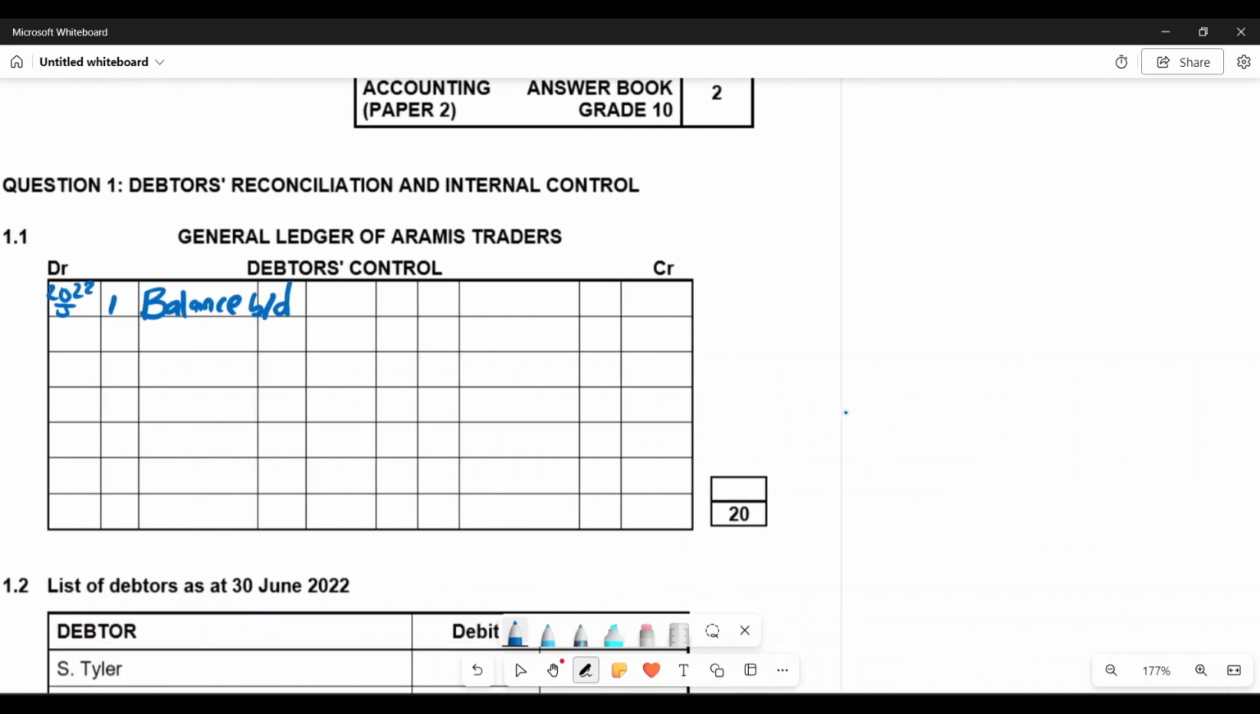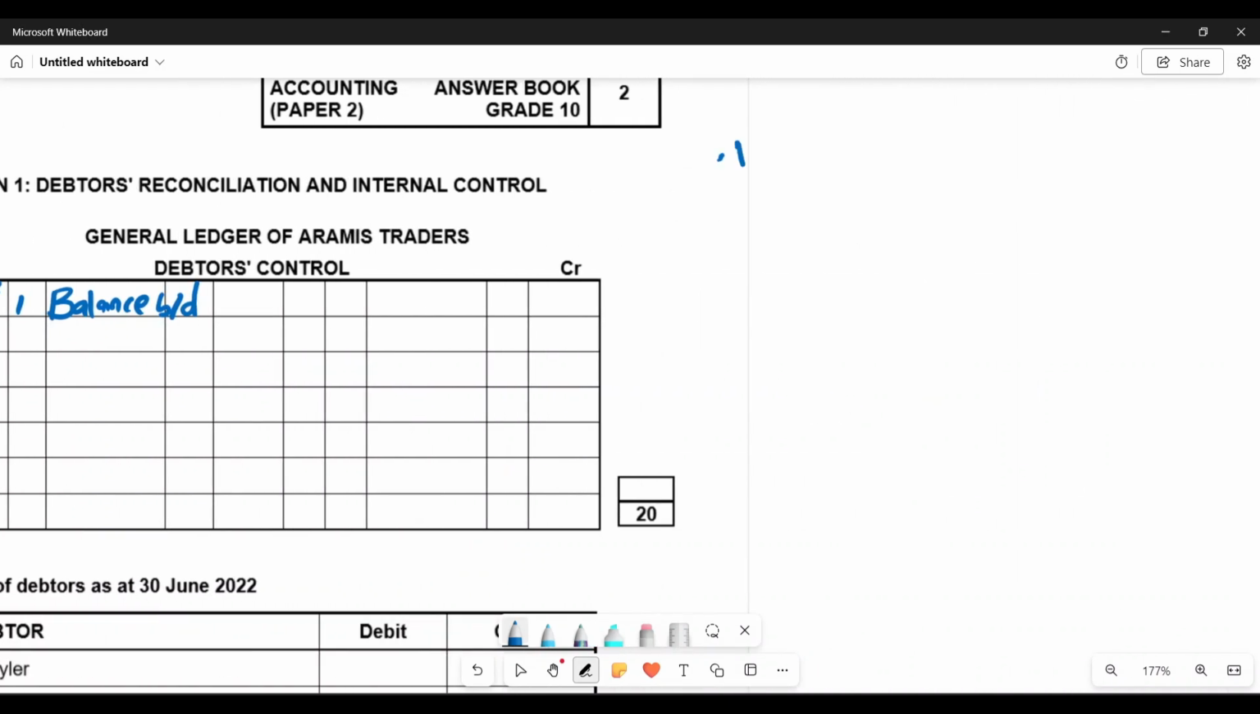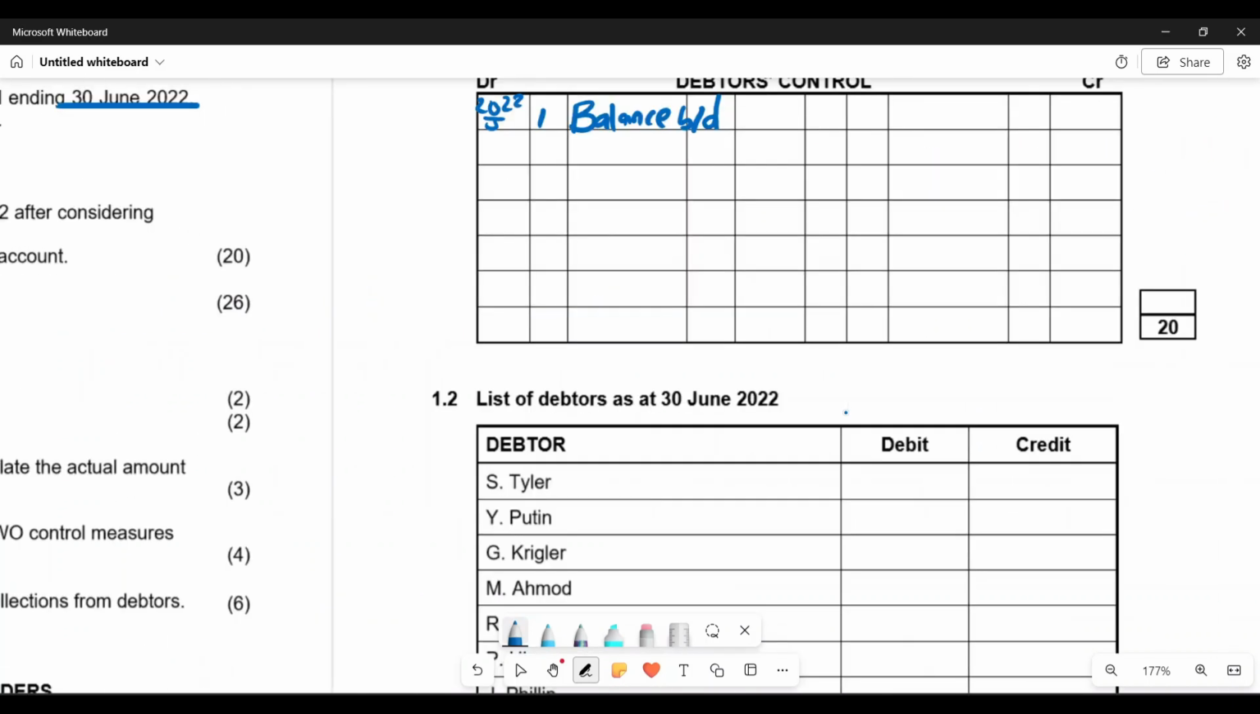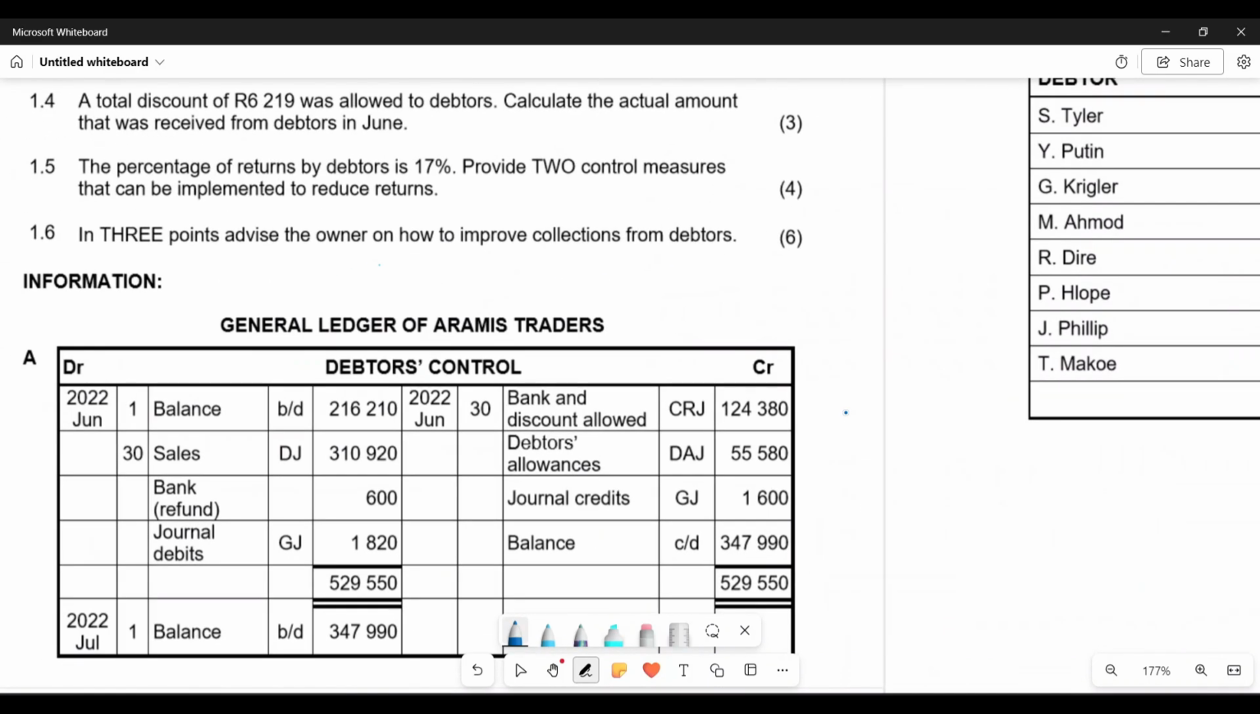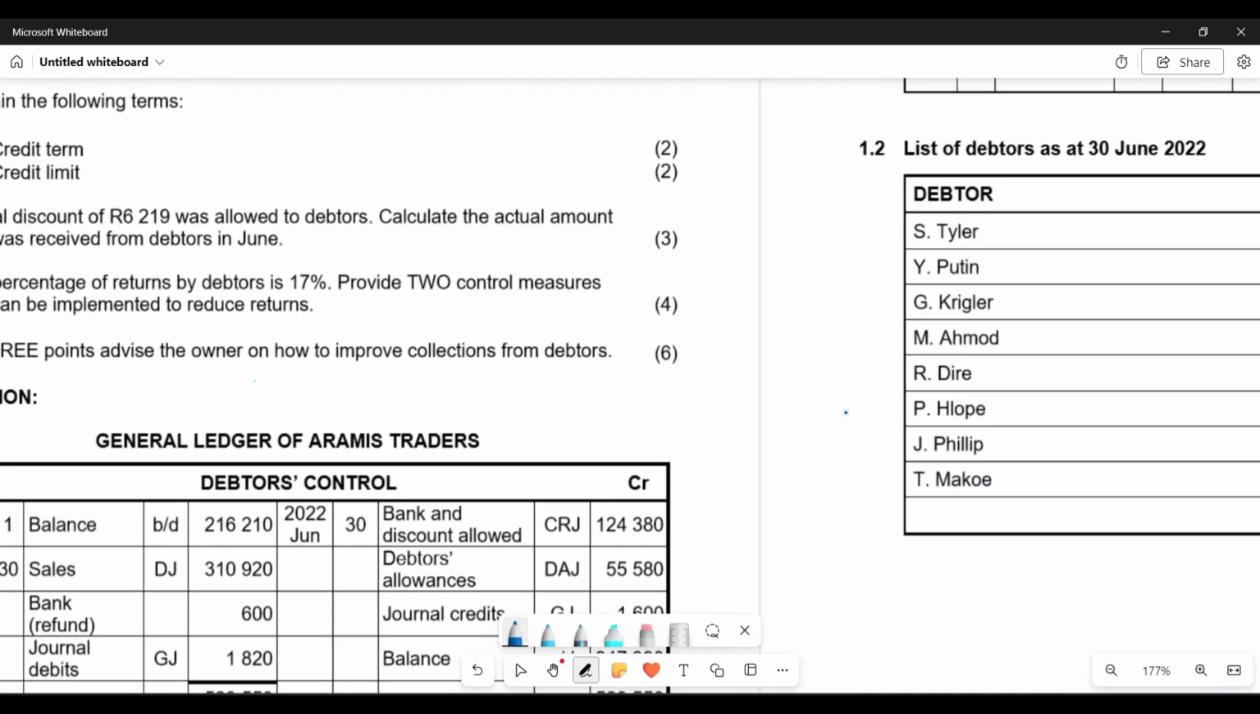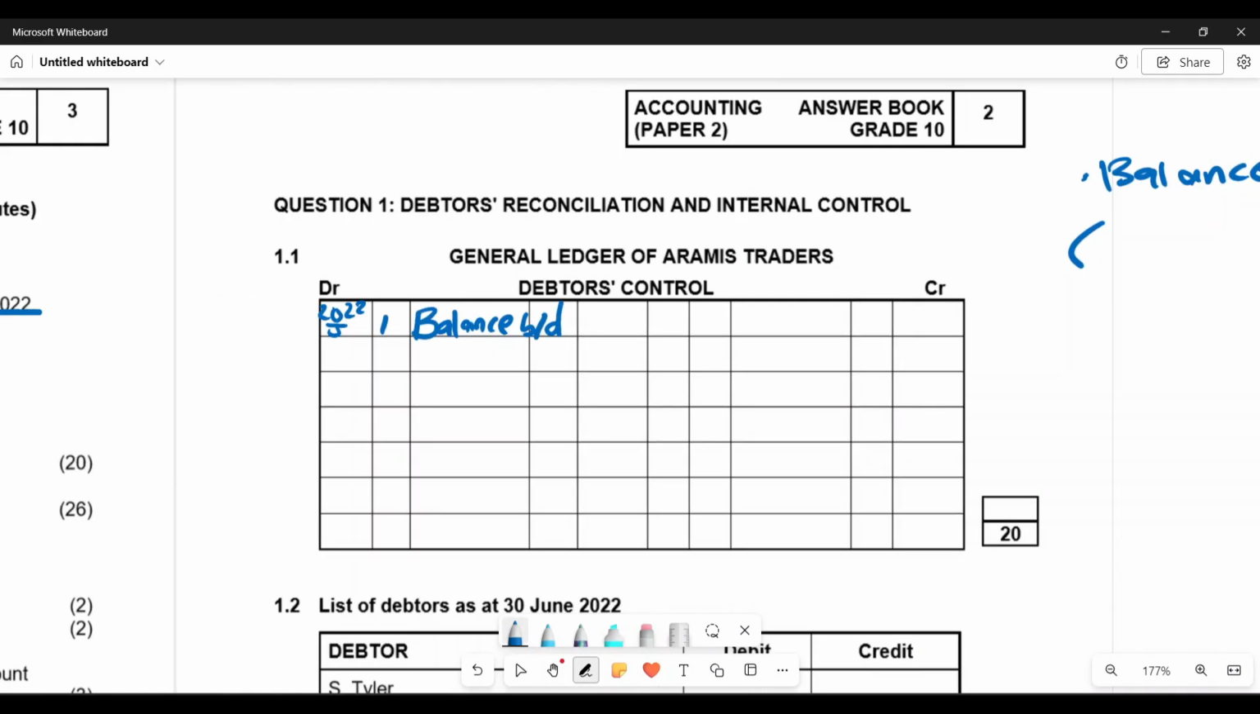I'm going to do my calculations here on the side for each and every line item. Starting off with my balance brought down, just in case it needs to be adjusted, because I don't have enough space to show in my brackets on my ledger account. My debtors control balance brought down is 216,210. So this is my opening balance.